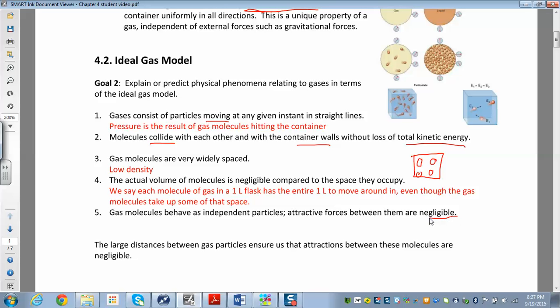So just to summarize, gas molecules are moving really, really fast. They're really far apart from each other. They don't really see each other. They can hit each other, but then they don't lose any of their kinetic energy.